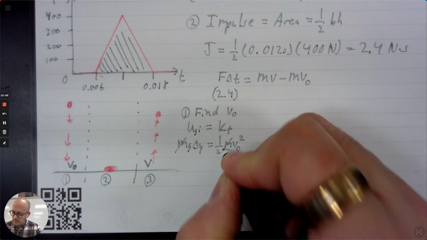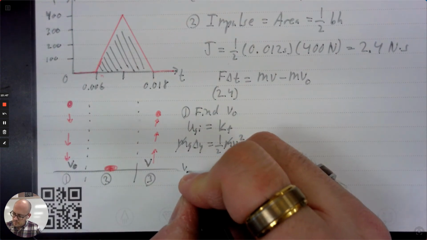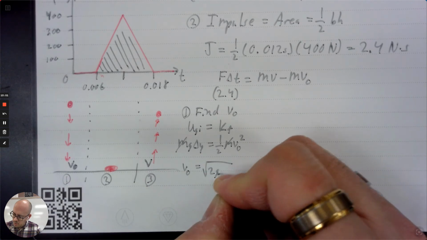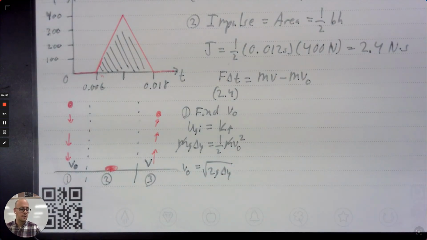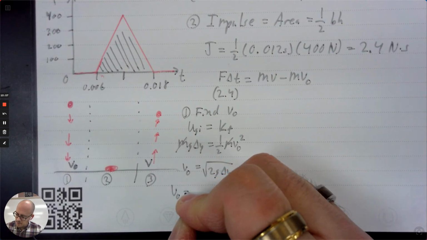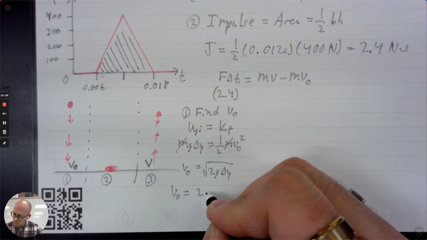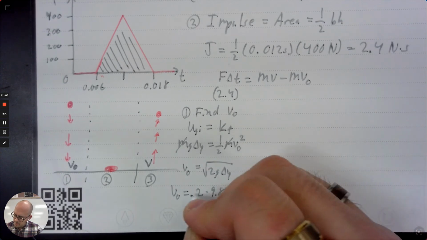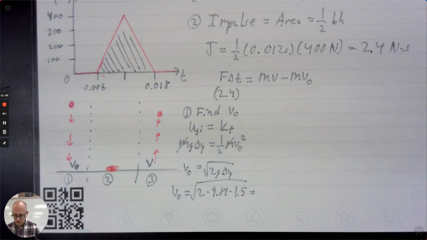Now, I can cancel mass. V naught is equal to the square root of 2g delta y. If you used kinematics, you would have gotten the same expression out of this. So 2 times 9.81 times 1.5, square root of that.